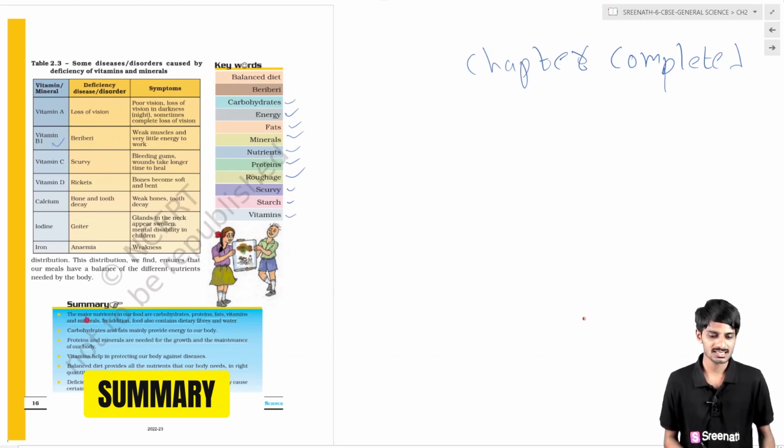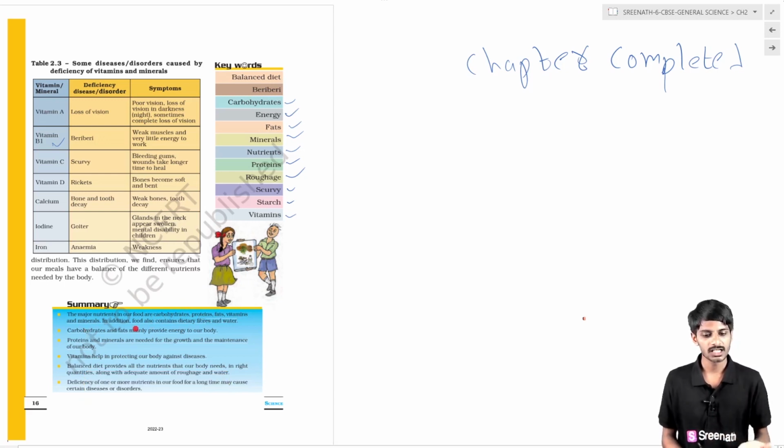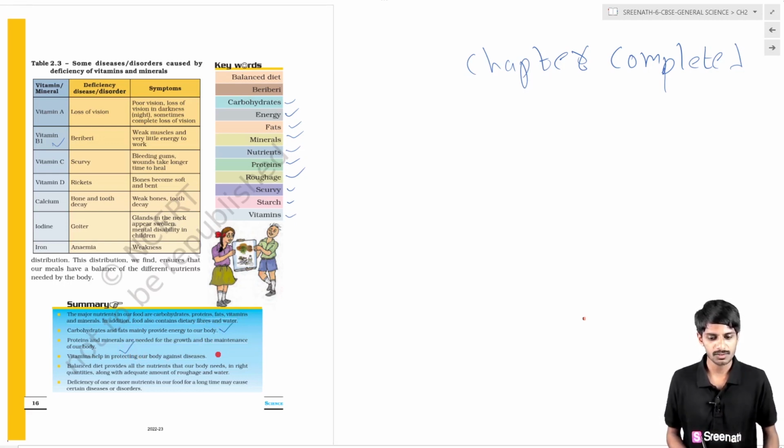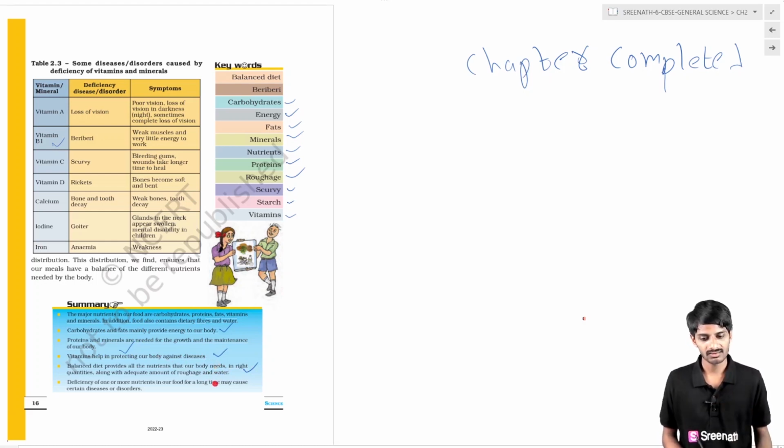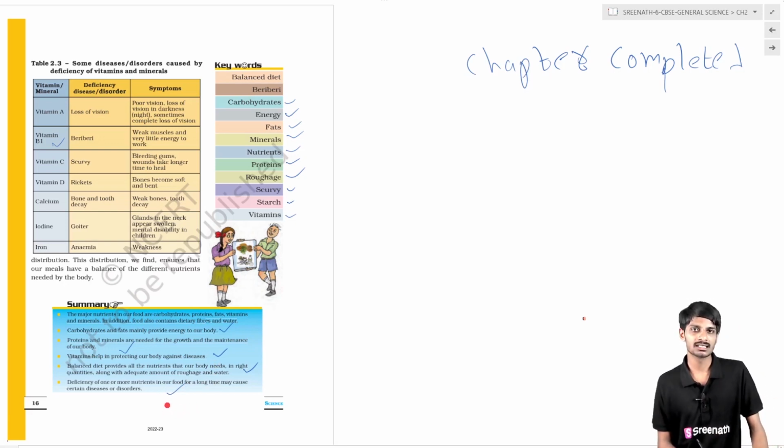Now we are going to the summary. What are the major nutrients in our food? They are carbohydrates, proteins, fats, vitamins and minerals. In addition, food also contains dietary fibers and water. Carbohydrates and fats are energy rich foods. Proteins and minerals are needed for growth and to maintain our body health. Vitamins help to protect the body against diseases. A balanced diet contains all the nutrients including vitamins, minerals, dietary fibers and water. Deficiency of one or more nutrients over a long time causes diseases.